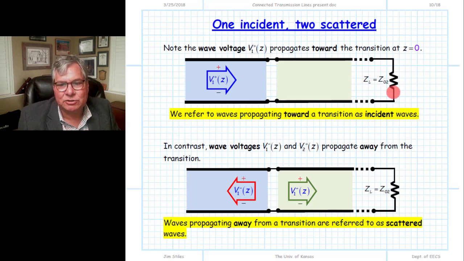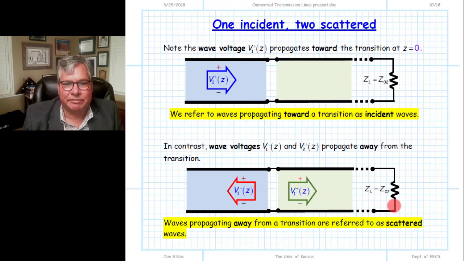Because we've terminated this transmission line in a matched load, there is no wave propagating toward the interface from this side. On the other hand, we have two waves propagating away from the interface, one moving left from the interface, or the transition, the other moving right from the transition or the interface. We call these two waves the scattered waves. And so we assign a causal effect here.